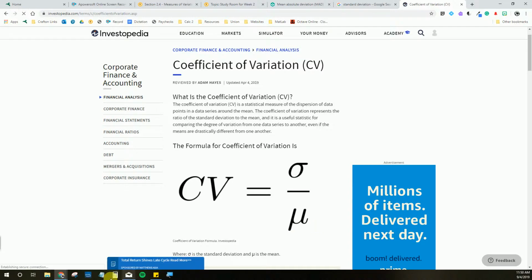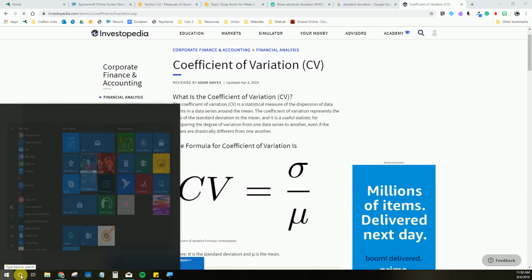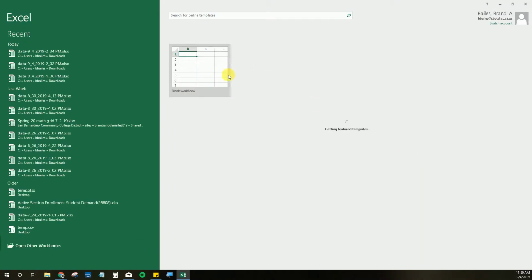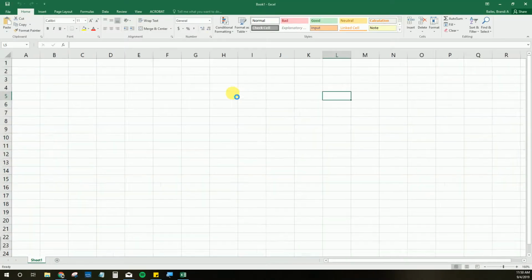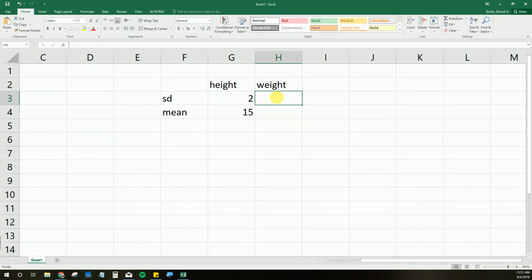So let me open something so I can write this down. So let's say I'm dealing with height, and I find out that the standard deviation is 2, and that the mean is 15. And then I go with weight, and I find out the standard deviation is 5, and the mean is, well, let's pick something bigger, 19.